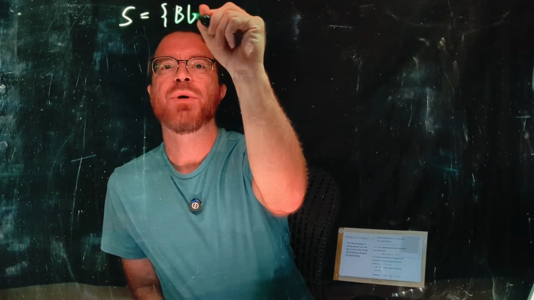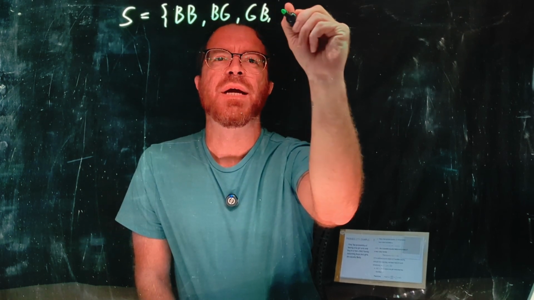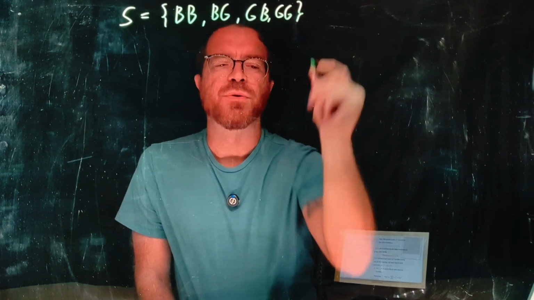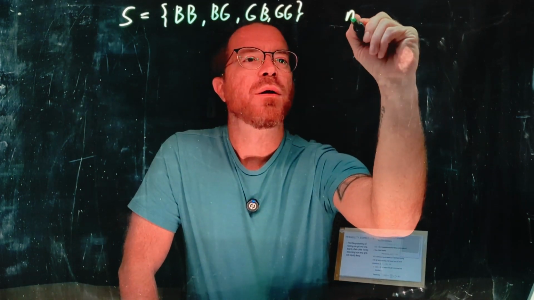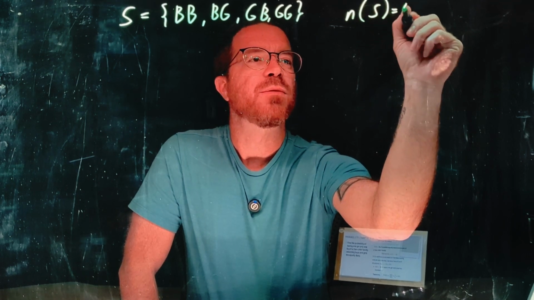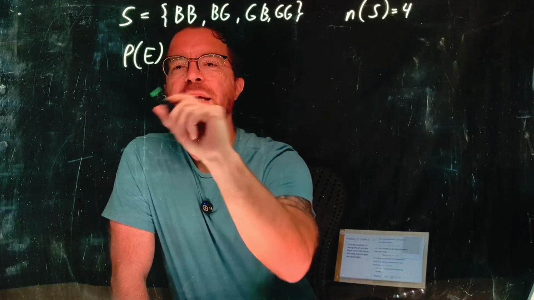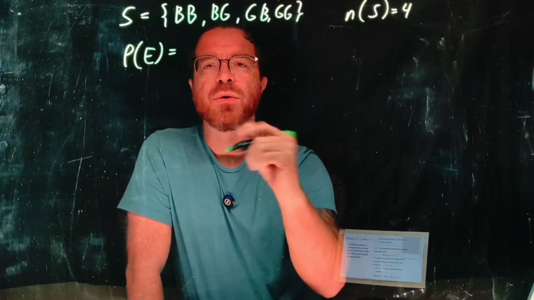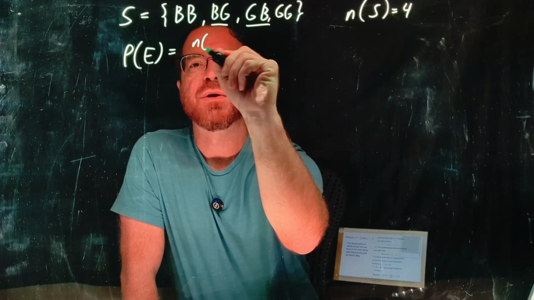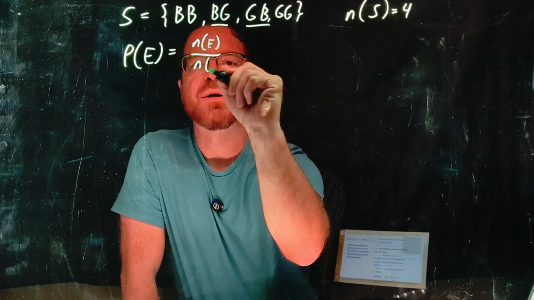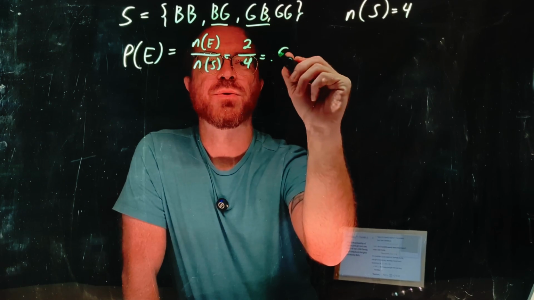So you could have boy boy, boy girl, girl boy, and girl girl. So there are four possibilities for this family that's having two children. Therefore, the number of our sample space is equal to 4. And we're looking for the probability of some event E, where E is where they have one boy and one girl. So in this case, it'd be this one and this one. That means that the number of outcomes in E over the number of outcomes in the sample space is 2 over 4, which is equal to 0.5.